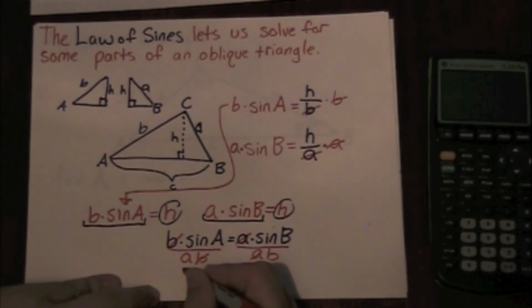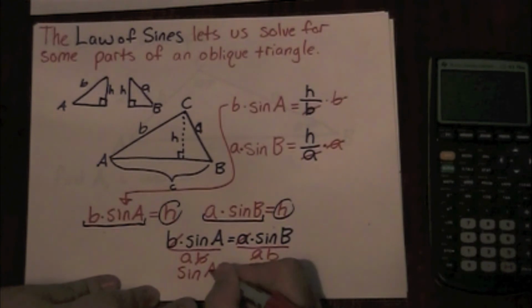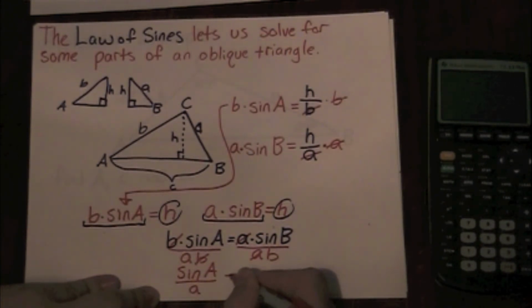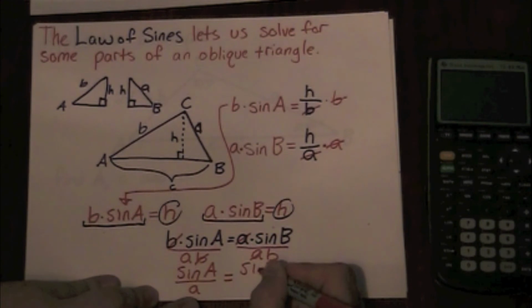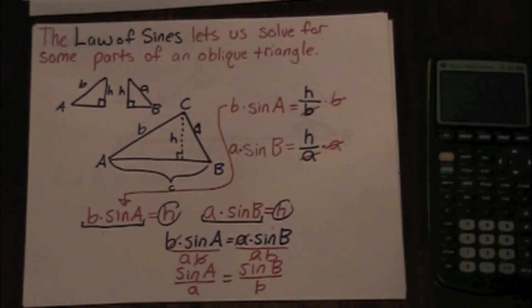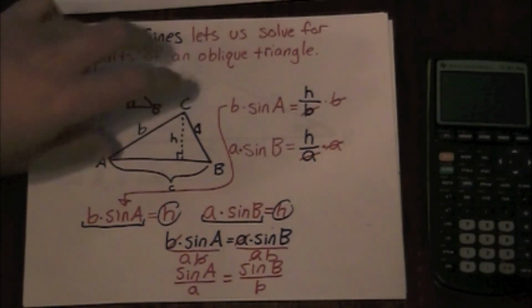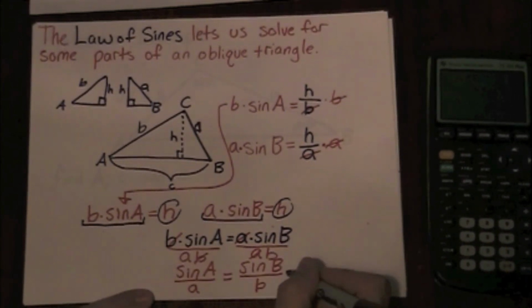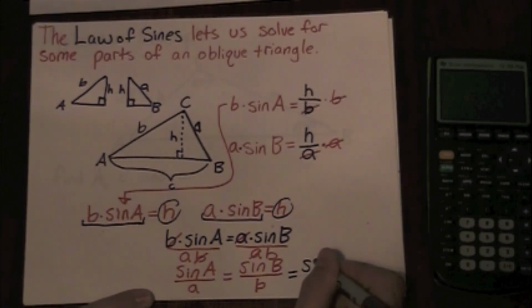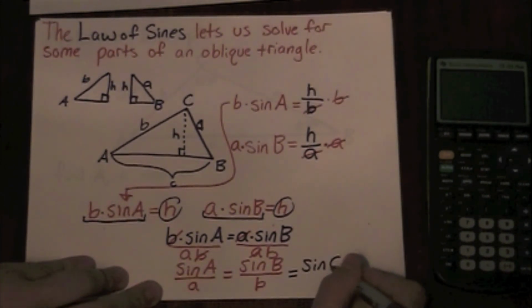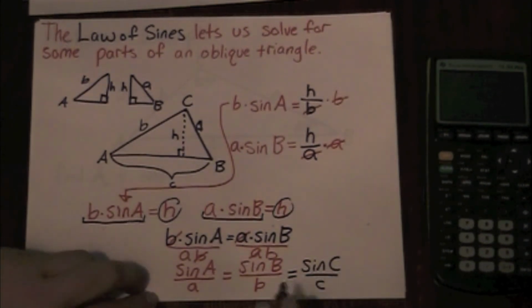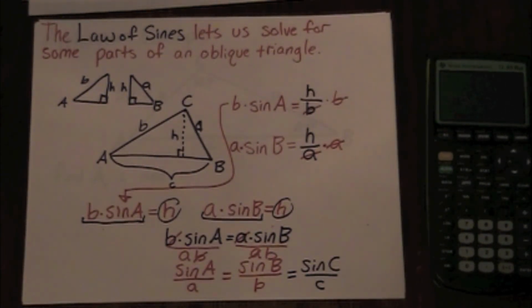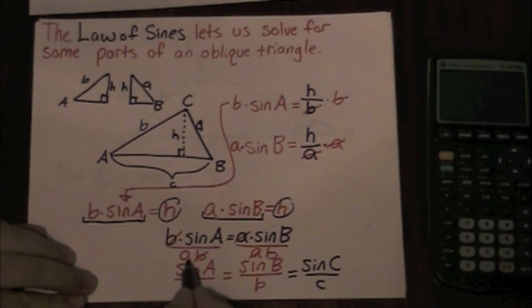So here I have sine A divided by a is equal to sine B divided by b. Since we just chose this kind of arbitrarily as the orientation of our triangle, I hope you can imagine that the same would be true for sine C divided by the length c. And we have our law of sines.